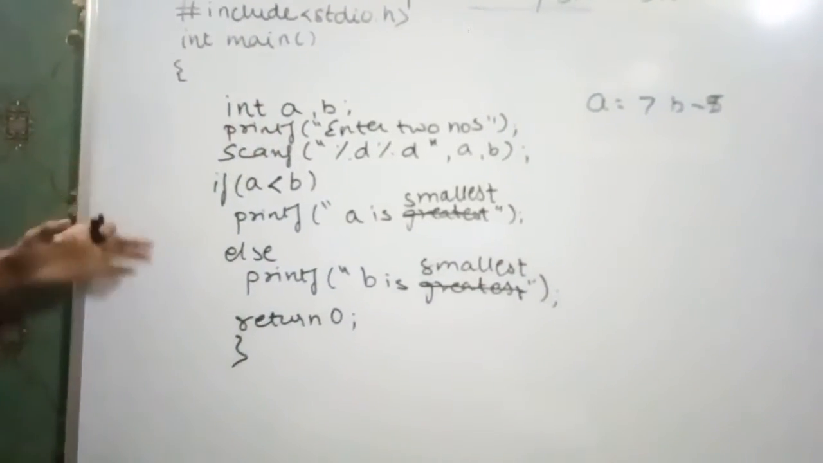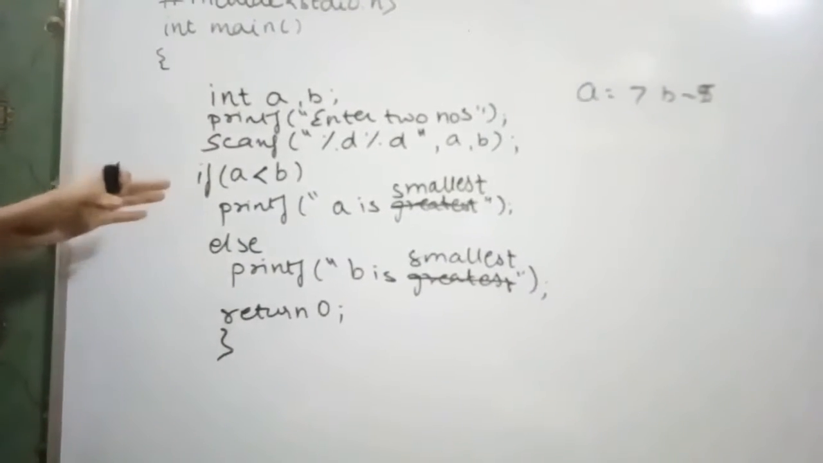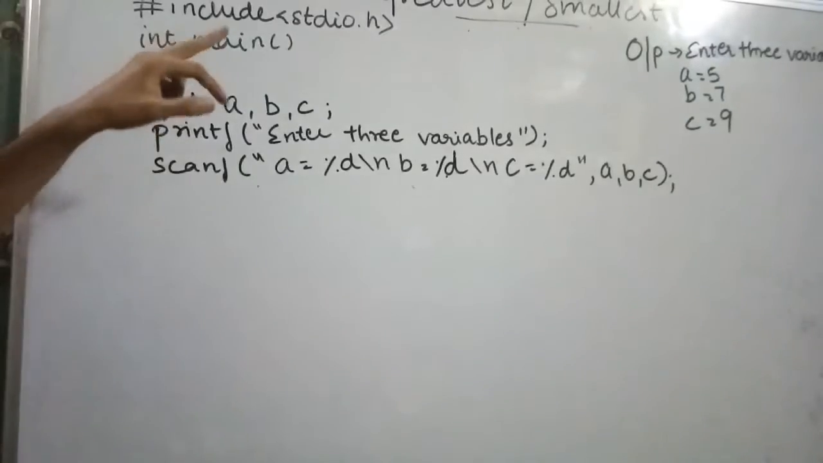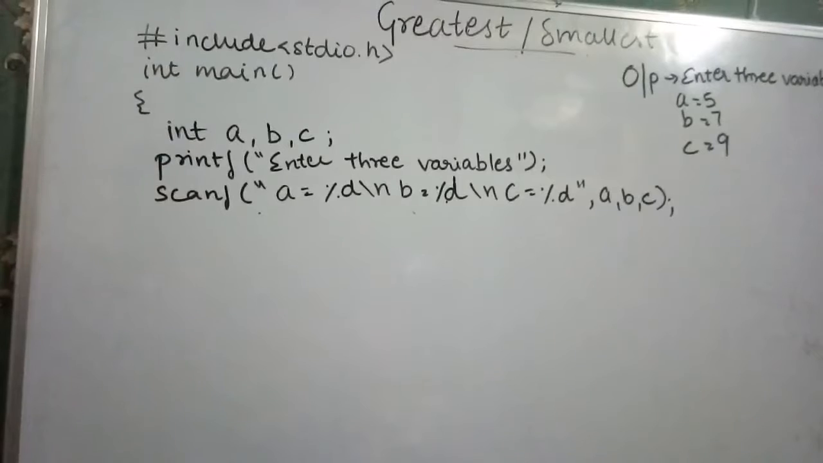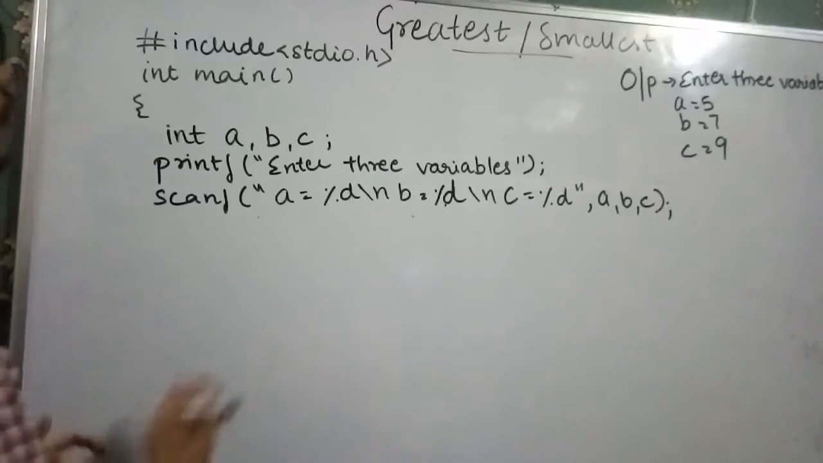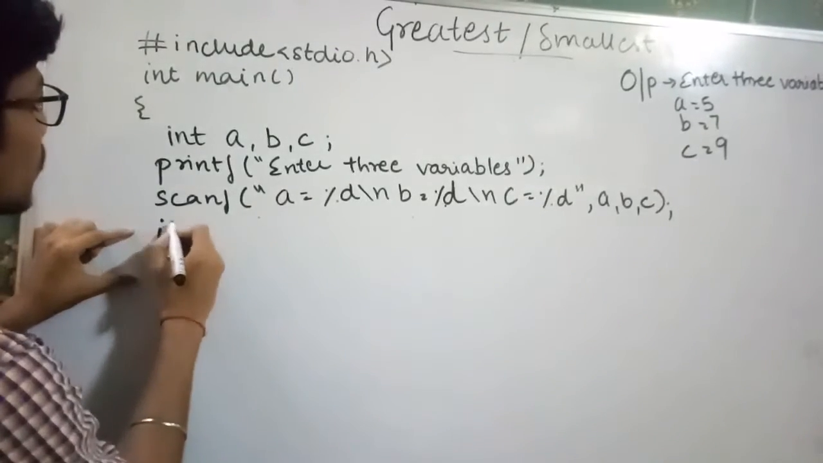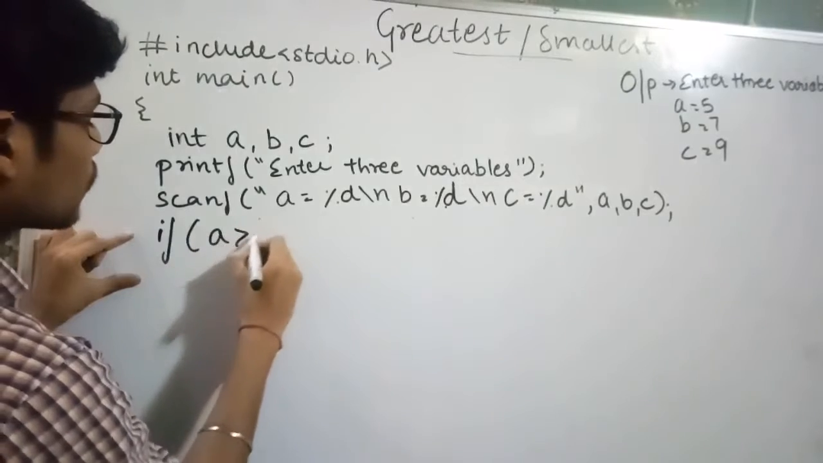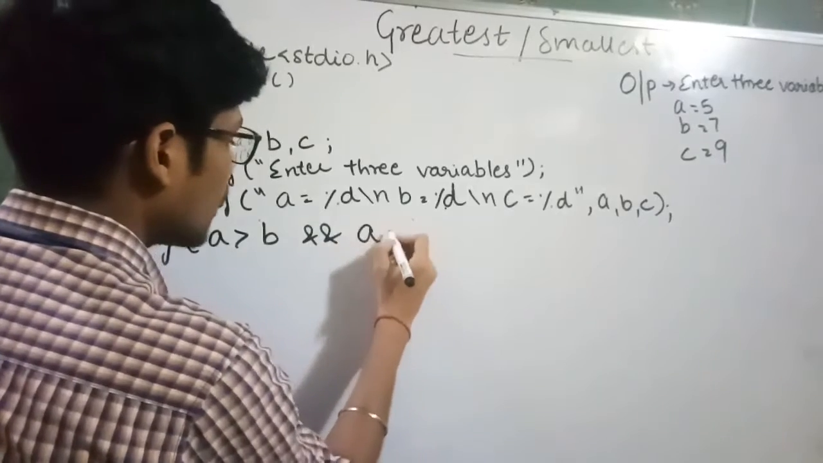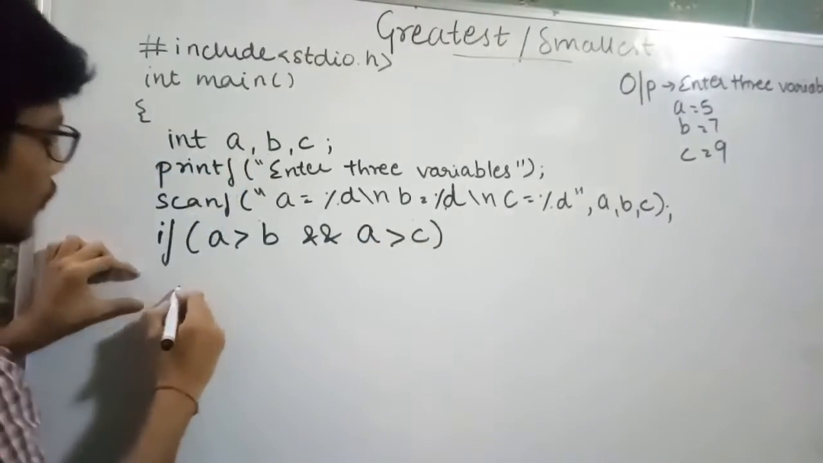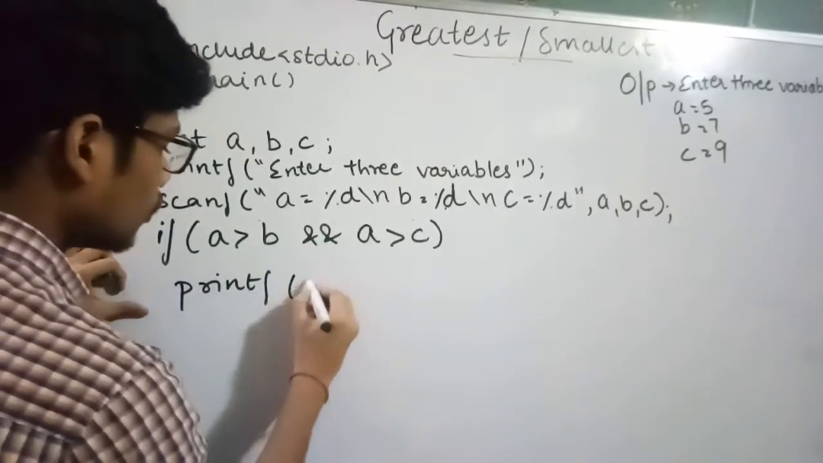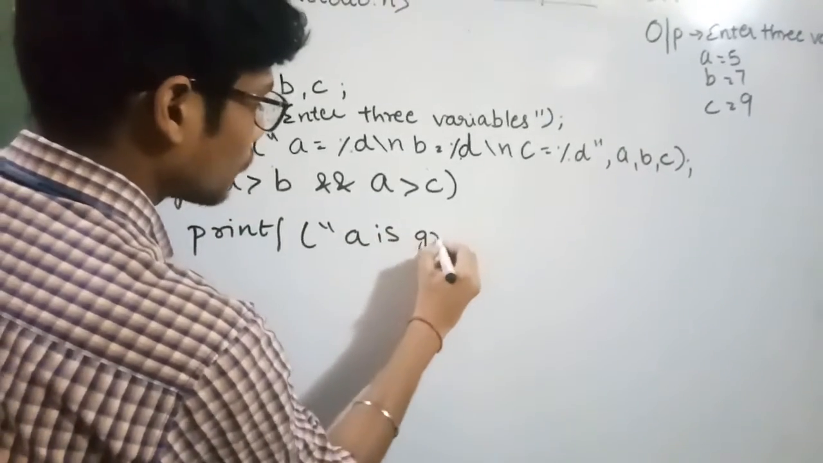Now, mainly this is not the concern. We will try to check the greatest and smallest among three numbers. Previously we took the example of greatest among two numbers, which was very easy, I guess. For three numbers we are going to introduce three conditions. If a is greater than b, double AND, that is a logical AND operator, and a is greater than c, then we print that a is greater than b and c both, so a is greatest.